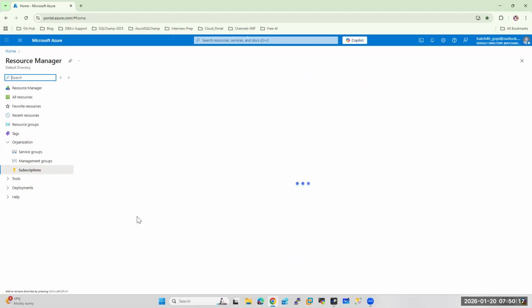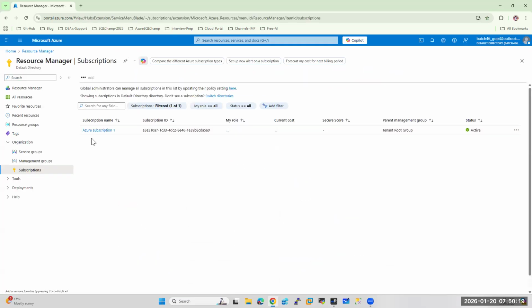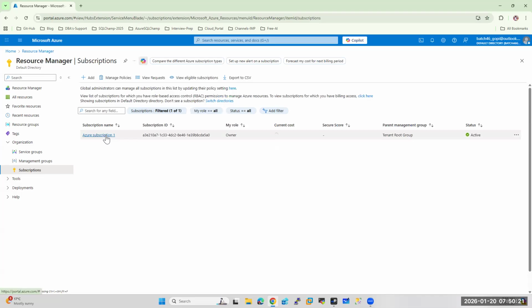In the real world, you won't see the free trial subscription. This is our free trial subscription. Here you will see different subscriptions like Visual Studio subscription, enterprise subscription, dev and prod subscriptions.